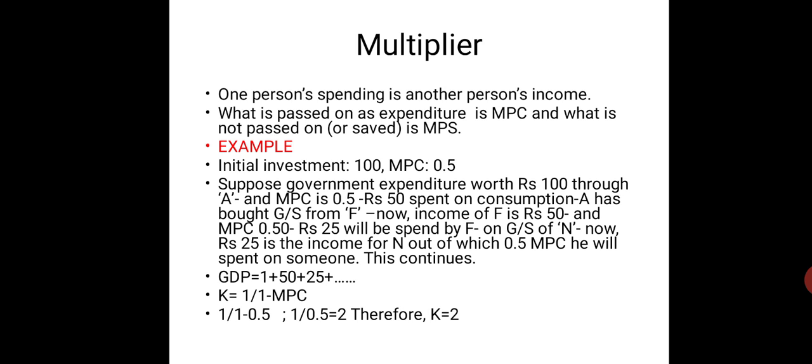Okay, so to calculate the multiplier effect, K is equal to 1 by 1 minus MPC, which we have already studied as the formula to calculate the multiplier. The MPC is given as 0.5. 1 by 1 minus 0.5 comes to 2. That means there is a 2 times increase in income. Double. When there is an investment of 100 rupees, the increase in income is double that of the investment, which is what we call the multiplier effect.